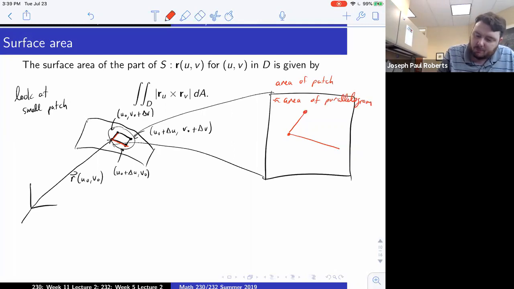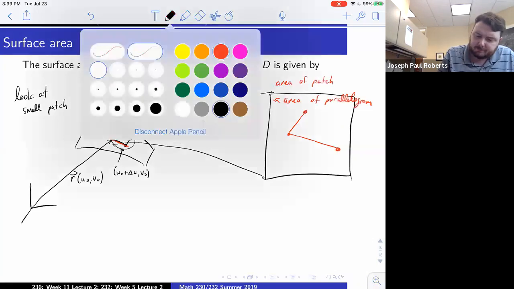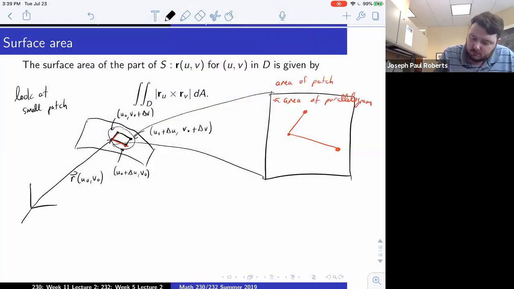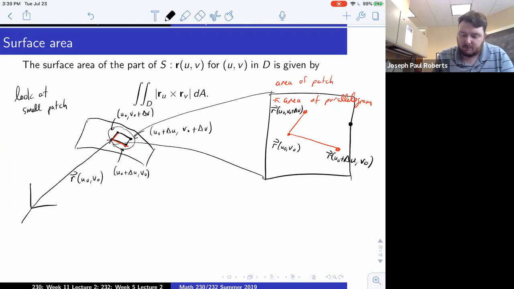And so the 3 points that we're talking about that define the parallelogram are r(u0, v0) for that position vector, r(u0, v0 + Δv), and r(u0 + Δu, v0). And then over here, that would be the 4th point in the parallelogram. It's not really important.